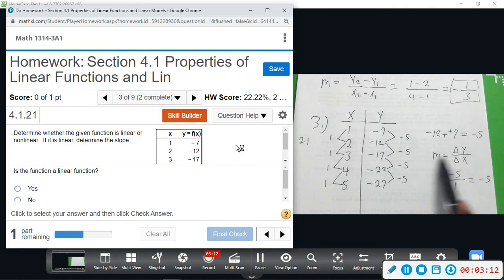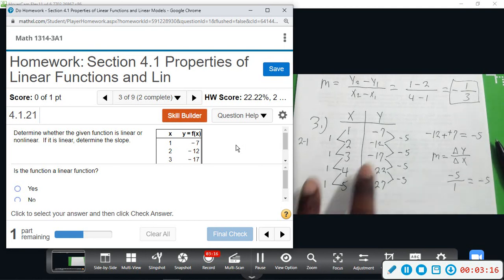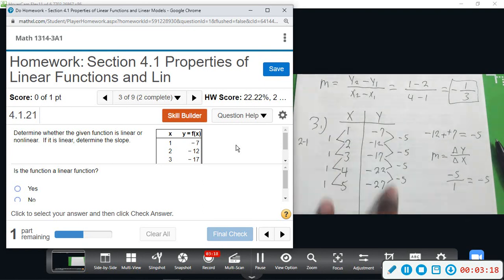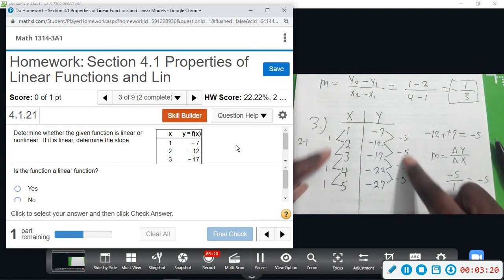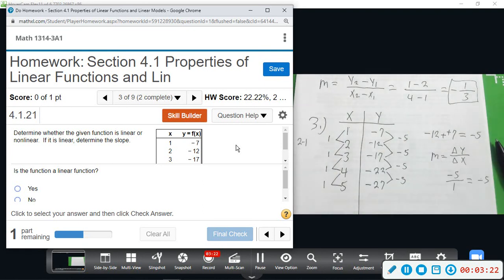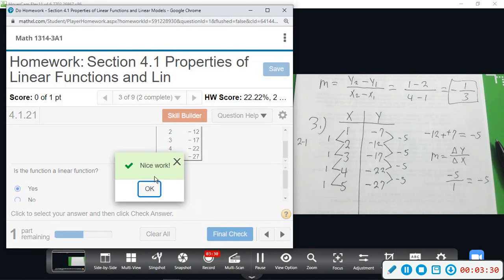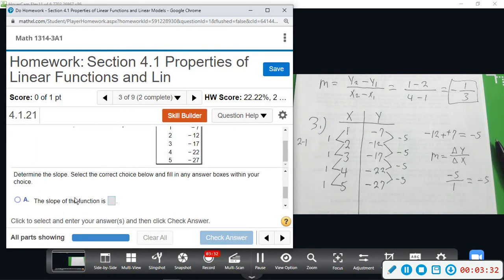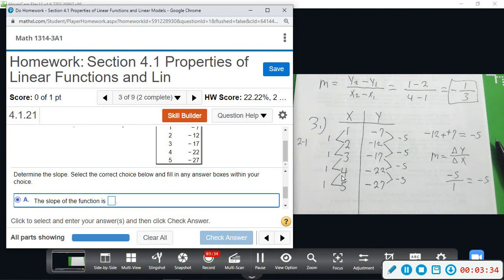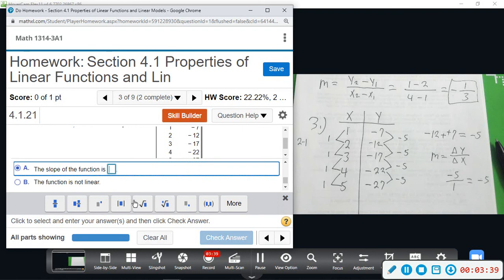So this is our slope, which is also part of this question. They wanted us to find the slope, and they wanted us to determine if it has an average rate of change. So slope is negative 5, the rate of change is negative 5. It's consistent all the way throughout the table. So is the function linear? Yes. Now that we know it's linear, what is the slope? And we have computed that with change in y over change in x, which just gives us negative 5.